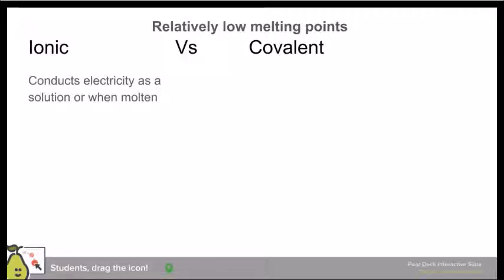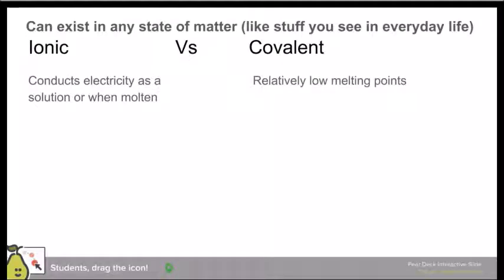So let's try this one. Relatively low melting points. Does that belong under ionic or does that belong under covalent? Getting a lot of answers, okay. And the answer is covalent. You're right.